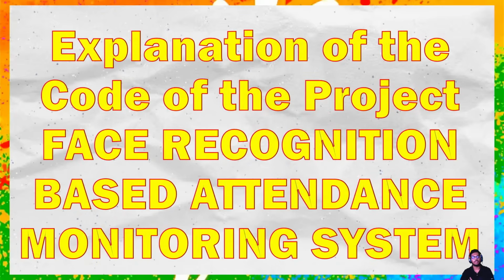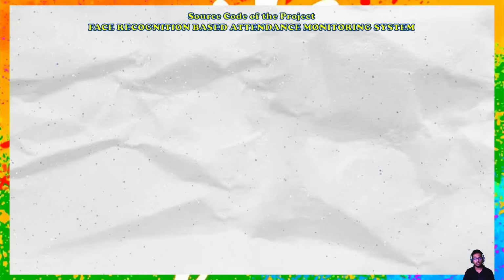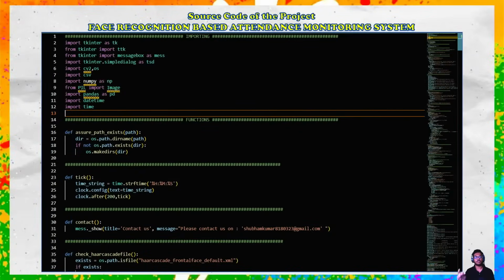Now comes the explanation of the code of the project, the phase recognition based attendance monitoring system. Earlier, we explained all the modules, libraries, and the algorithm used in the project. Now it's time to explain the code. So basically, this is the source code. I will provide the source code as well as the PPT in the description later on.